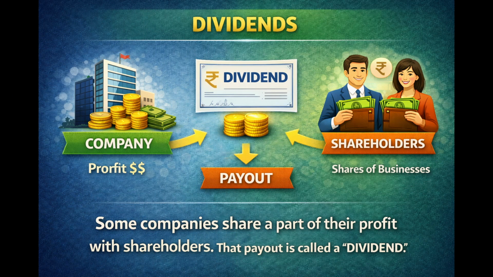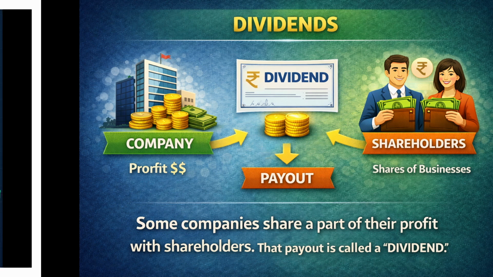Second one, dividends. Some companies share a part of their profit with shareholders. That payout is called a dividend. Means the companies make profit quarter to quarter or year to year. So from those profits, the company will share some part of the profit with their shareholders. That is called dividends.